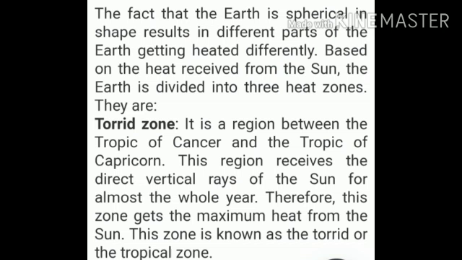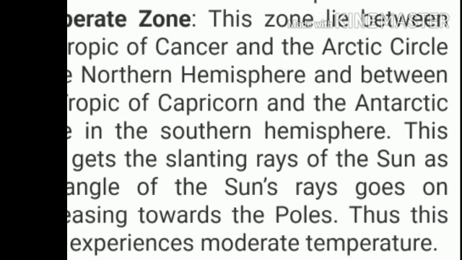This region receives the direct vertical rays of the sun for almost the whole year. Therefore, this zone gets maximum heat from the sun. This is the reason why it is known as torrid zone or tropical zone, as the word torrid means hot, and that is why it is named as torrid zone.